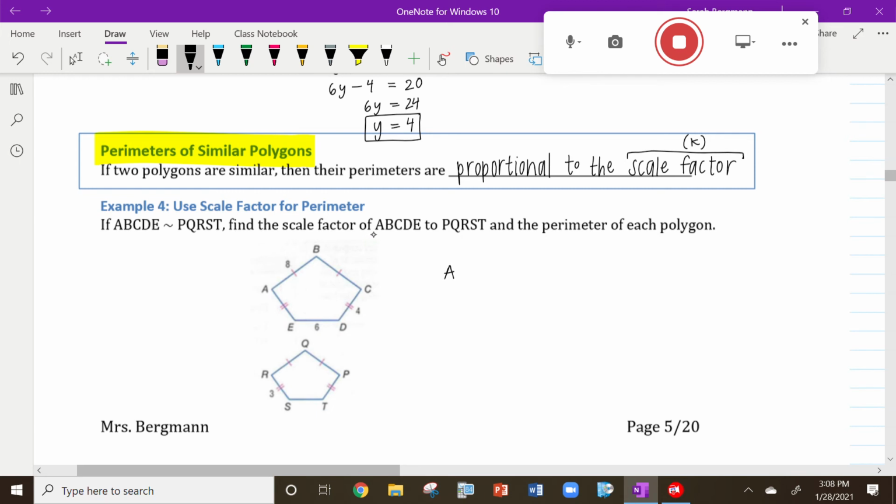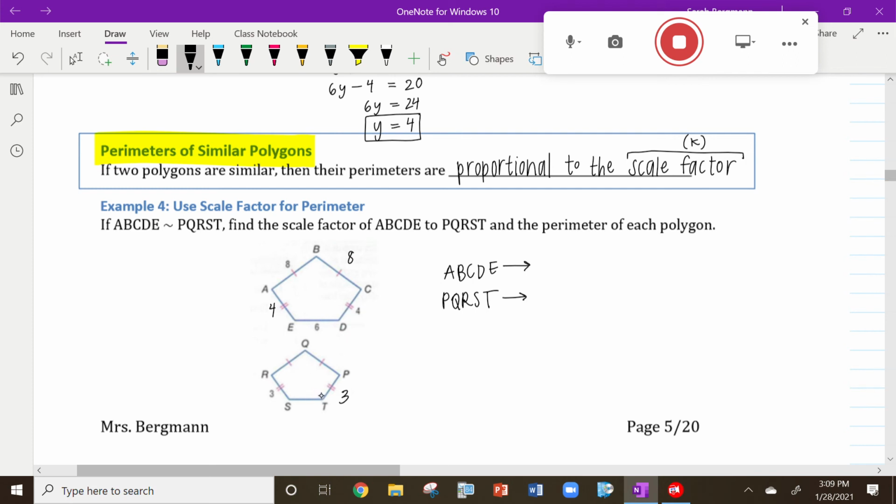So we want to find the scale factor of ABCDE to PQRST. So what we're going to do is put ABCDE in my numerator, PQRST in my denominator. So I need to find a pair of sides that are corresponding. I know, before I even start this, that I have some congruent sides here. So I know CD is 4, I know AE also must be 4, AB is 8, that means BC is also 8, RS is 3, PT must also be 3. I have enough information to find the perimeter of ABCDE, but I do not know the perimeter of PQRST.